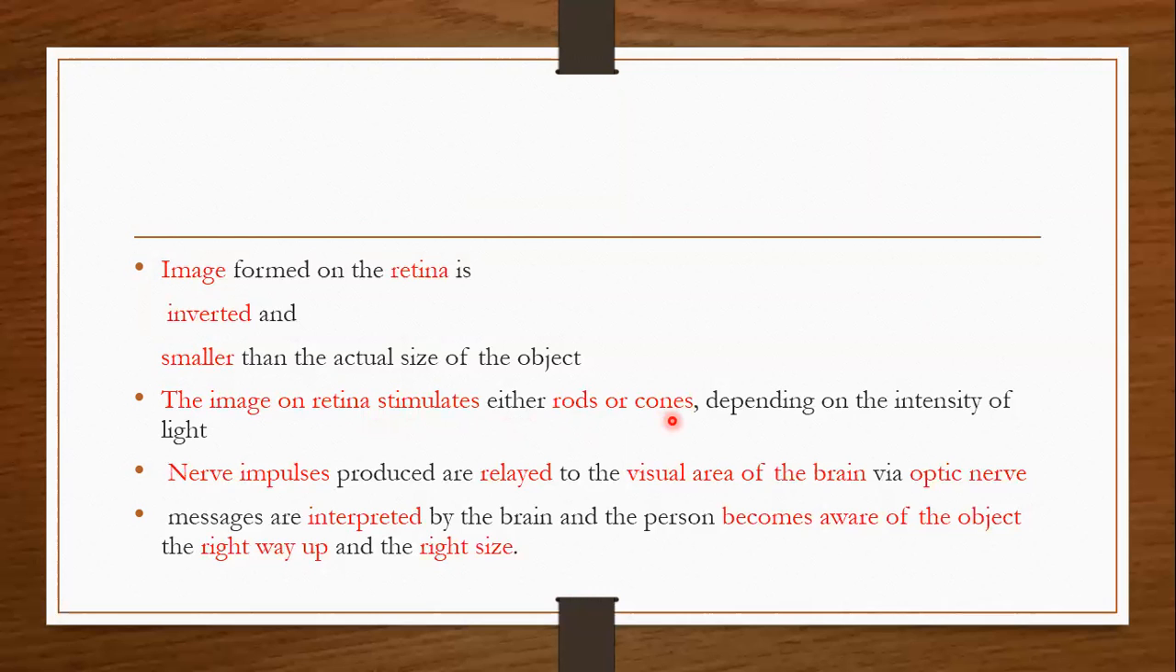We have already discussed in our previous week's lesson that the rods function in dim light and the cones function in bright light. So the nerve impulse generated is relayed to the visual area of the brain via the optic nerve. The messages are interpreted by the brain and the person becomes aware of the object the right way up and the right size.